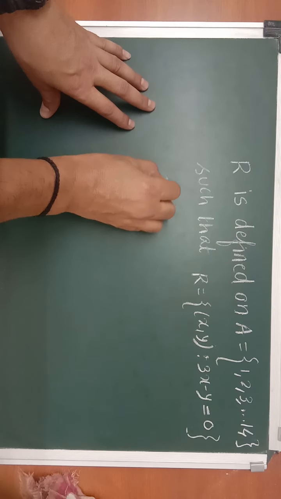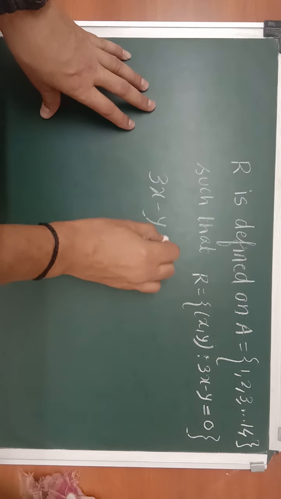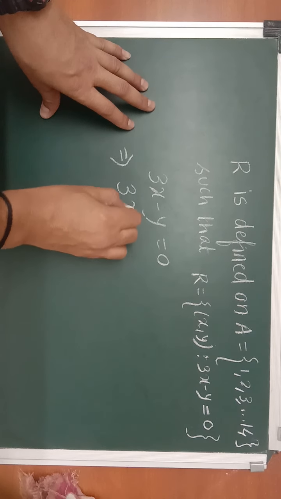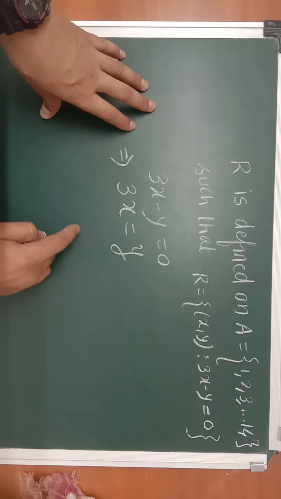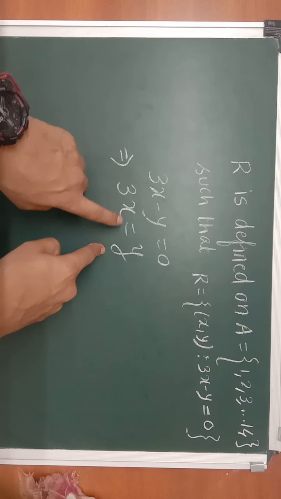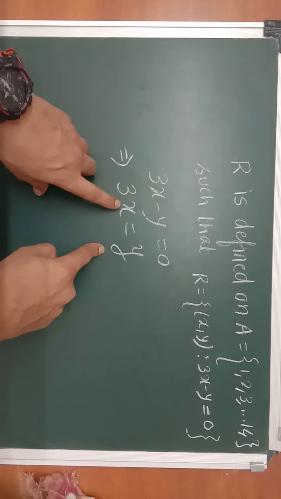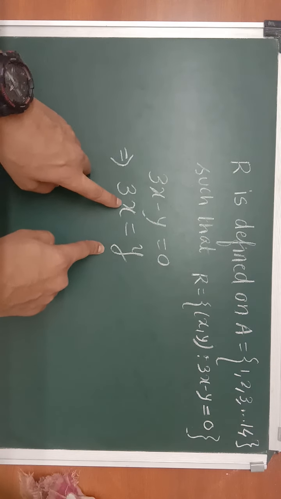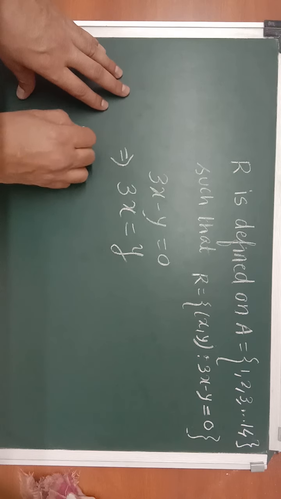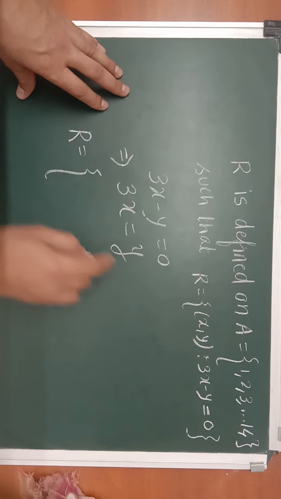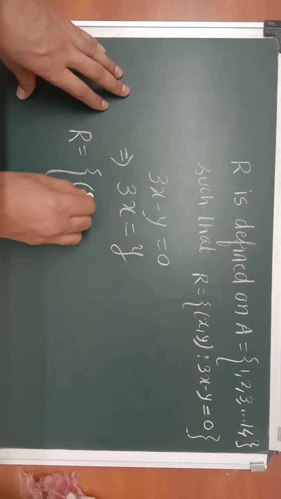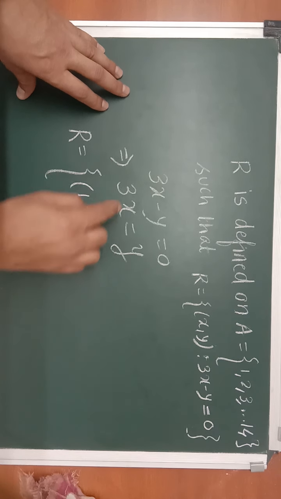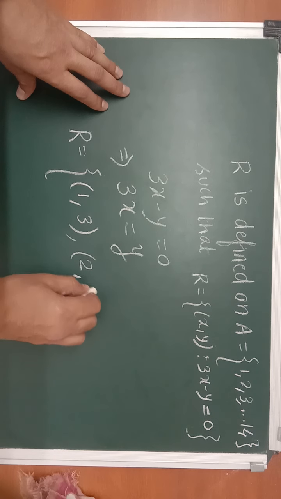Dear students, as it is written that 3x minus y is equal to 0, this implies that 3x is equal to y. Every element y you have to select in such a way that it is 3 times the element x. So I can say this is R. Now if I select x as 1, 3 times 1 is 3. If I select x as 2, 6.